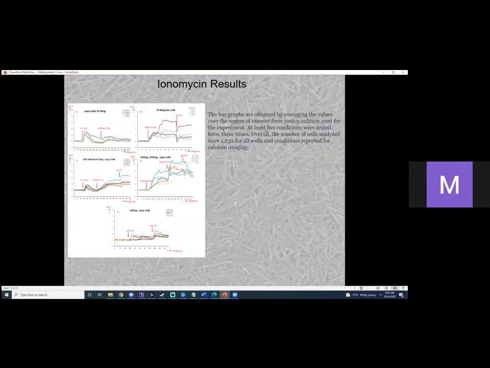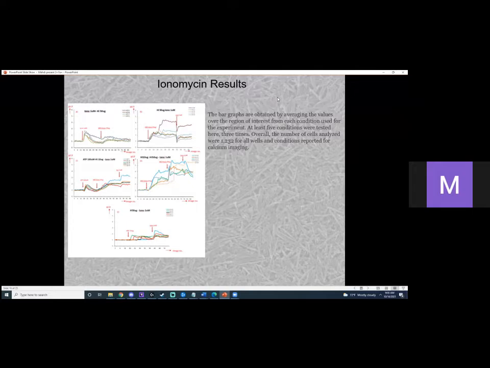Okay, so this bar graph is data analysis of the previous images I just showed of the calcium imaging. I showed many graphs here to show all the different conditions, but the main focus I would like to keep is on figure D. These bar graphs are obtained by averaging the values over the region of interest from each condition used for the experiment. At least 5 conditions were tested here 3 times. Overall, the number of cells analyzed were 1,232 for all wells and conditions reported in the calcium imaging.